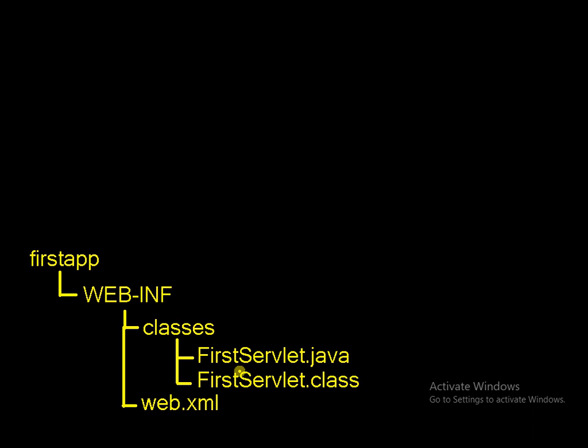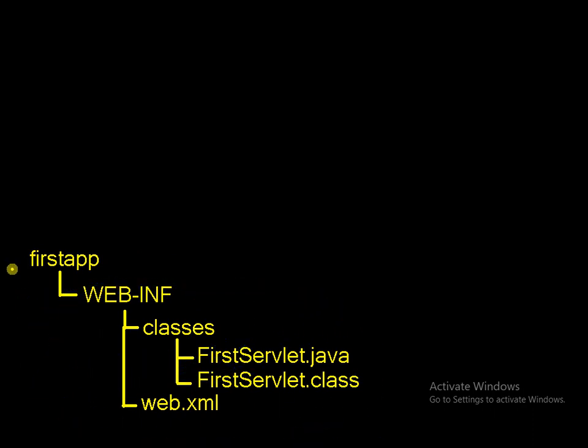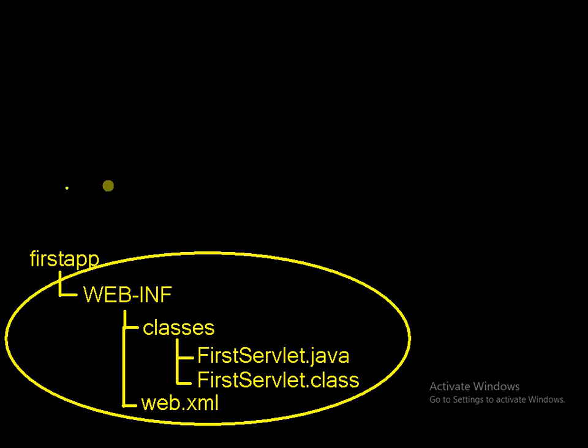Okay. Now, after completion of this, we have to create a war file, web archive. We have to create one war file. Whatever is there in the firstapp folder, we have to create that as a war file. For example, first.war, web archive. It is nothing but one web application.